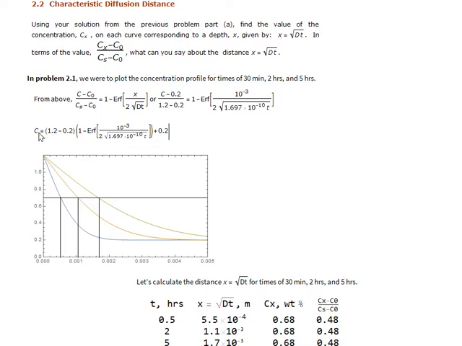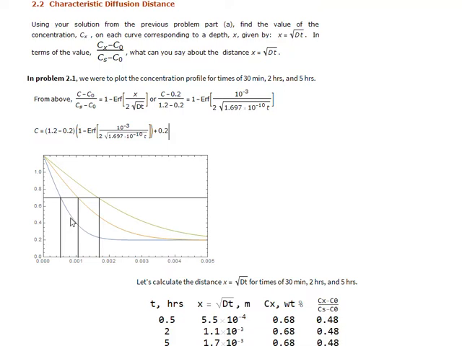And then if we were to go ahead and plot this for 3 different times, 30 minutes, 2 hours, and 5 hours, we would get the curves that are shown here. So this is our error function solution, and these are the plots that you should have had from problem 2.1.